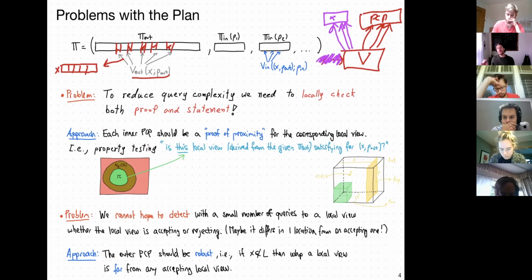Think about it. It tells us that if the global object is corrupt, then any structured local view of it, and here the local view would be just a line in the cube, then this line would also be roughly with the same proportion of corruptions. So any questions regarding the problems and the suggested attempt for solving them?